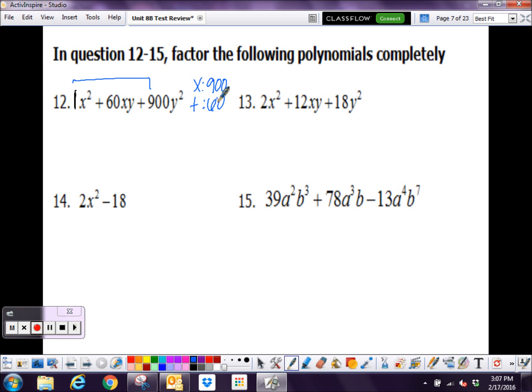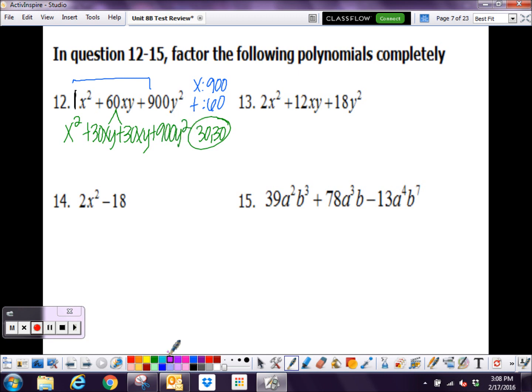Okay, so two numbers that multiply to be 900 and add to be 60 are 30 and 30. Yes, there is a shortcut here, but I'm going to go ahead and just do this the long way. This 60xy, I'm going to break that down into a positive 30xy and a positive 30xy. These are just a little bit different because you have more than one letter in your term. Here we have xy. I'm going to bring my first term down and bring my last term down.